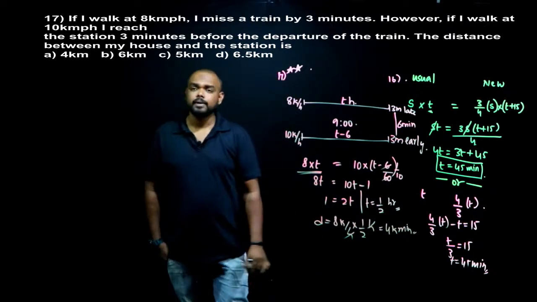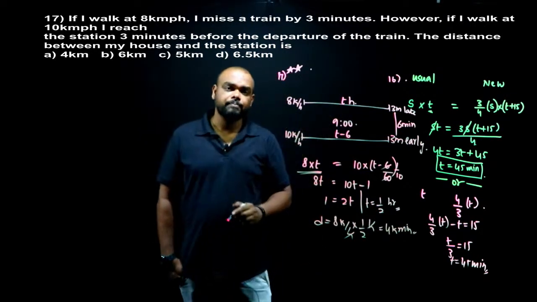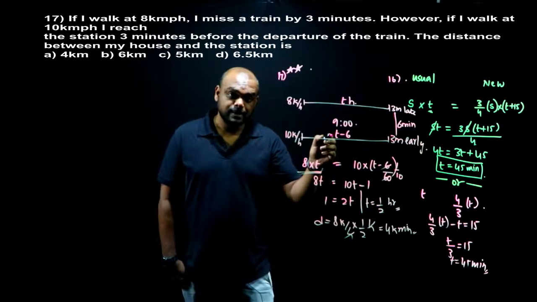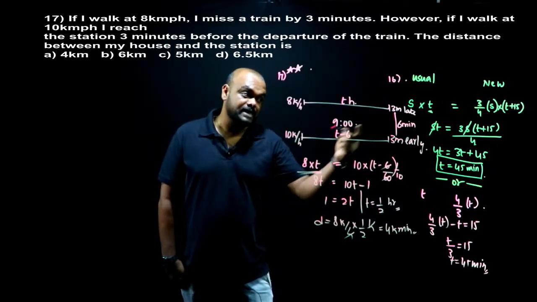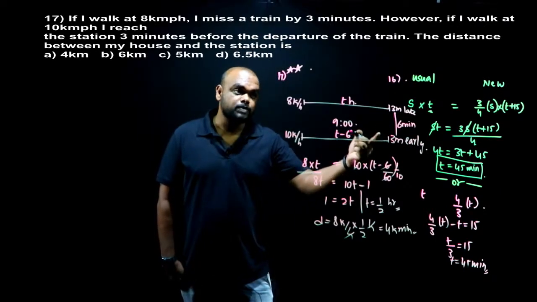I'm repeating. Let us consider time here as t hours. In this case, t hours minus 6 minutes because he is early. Okay, 6 minutes time difference.